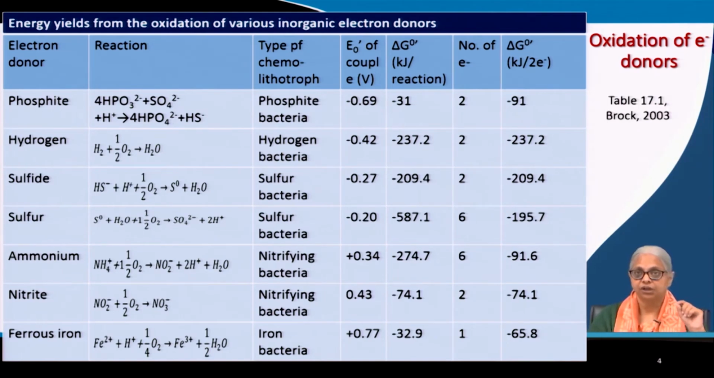The first one is phosphite. Phosphite is rarely found in the environment because it gets easily converted in the presence of air to phosphate. Now, if phosphite bacteria are present and sulfate is also present in the environment, then sulfate is reduced to sulfide and phosphite is oxidized to phosphate. This is also an energy producing reaction, and it's the only known example where phosphorus exists in an oxidation state different from phosphate. There's only one example.